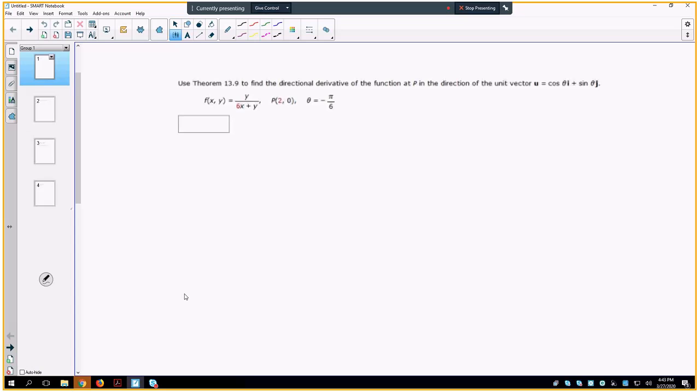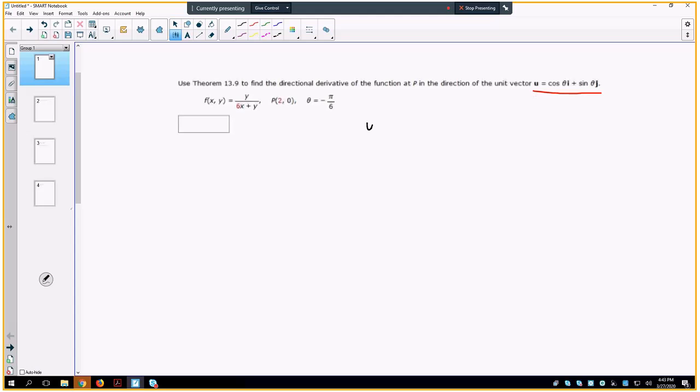So the function of x and y is y over 6x plus y. The point is 2, 0, and theta is negative pi over 6. So first of all, the unit vector u, it says here, is cosine of theta i cap plus sine theta j cap, and we're given a theta. So let's find u.